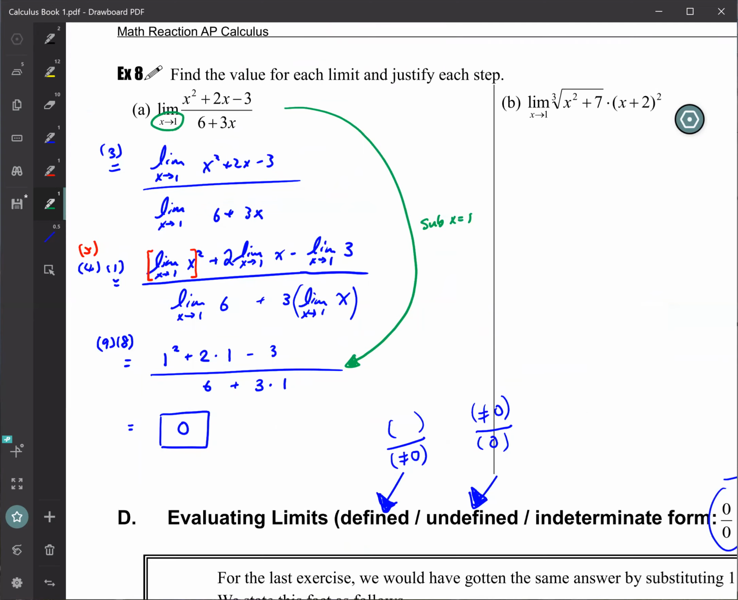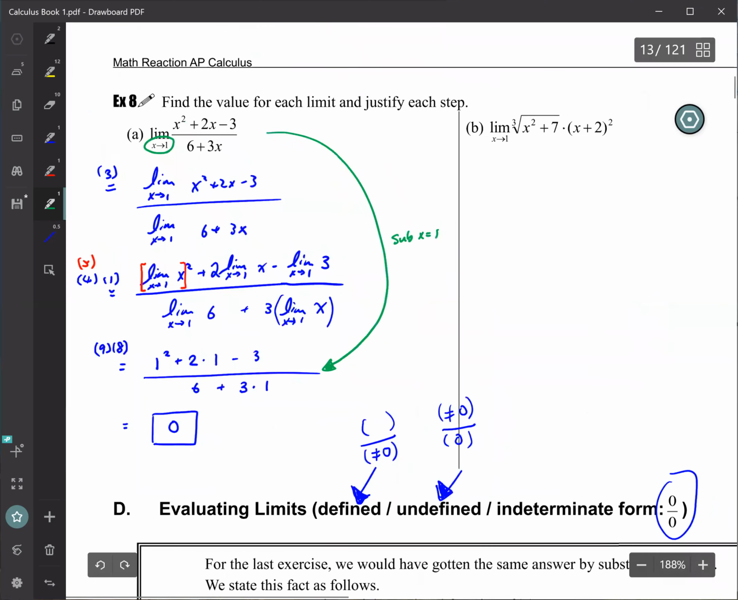Okay, all right. So now it's your turn. Please do question B. And if you finish question B, raise your hand.